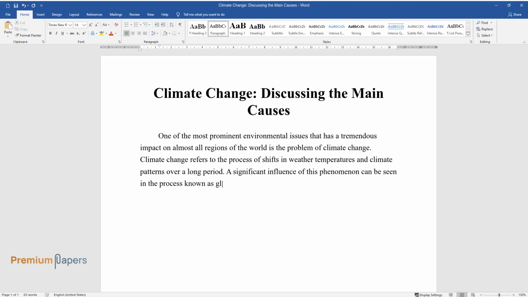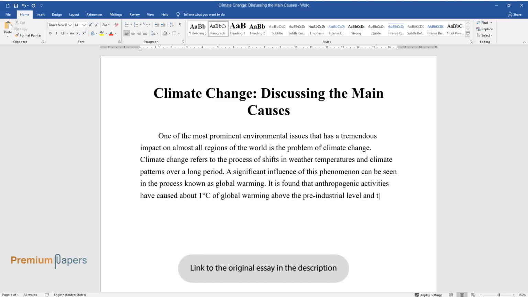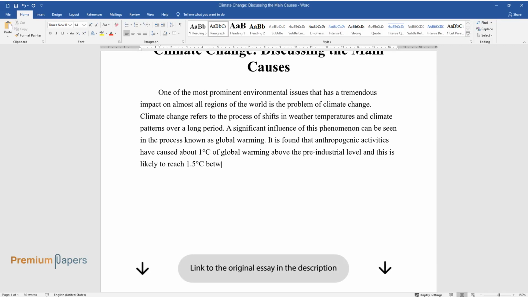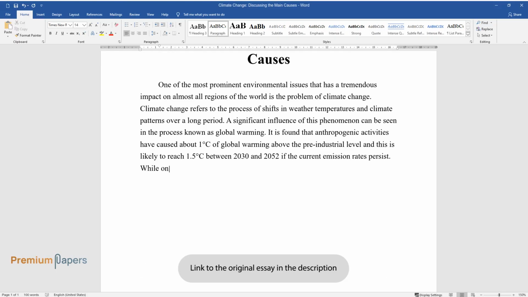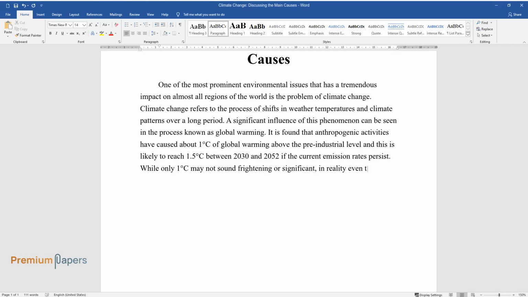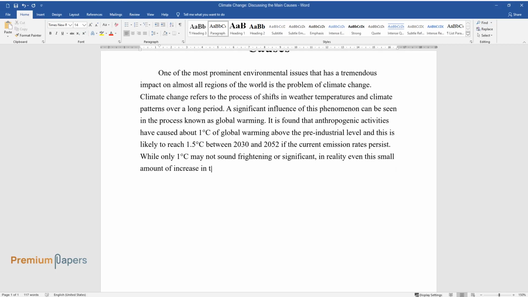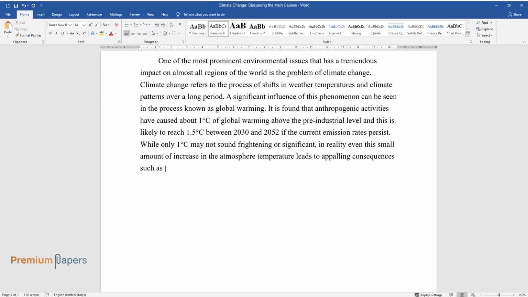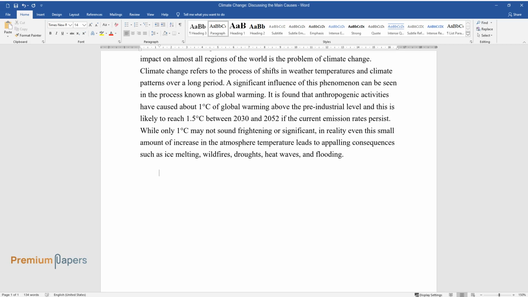It is found that anthropogenic activities have caused about 1 degree Celsius of global warming above the pre-industrial level, and this is likely to reach 1.5 degrees Celsius between 2030 and 2052 if the current emission rates persist. While only 1 degree Celsius may not sound frightening or significant, in reality even this small amount of increase in the atmosphere temperature leads to appalling consequences such as ice melting, wildfires, droughts, heat waves, and flooding.